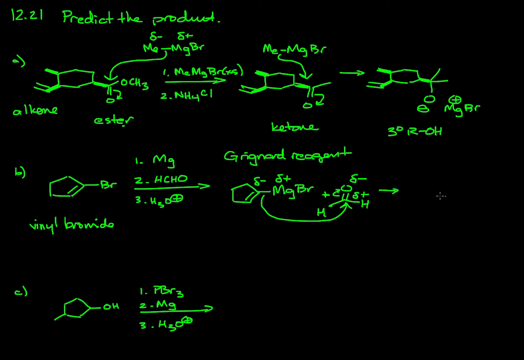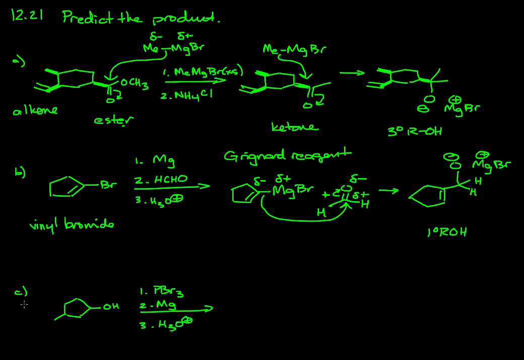So the product from this step is going to be the alkoxide of a primary alcohol. Oxygen now bears the negative charge. The counter ion is magnesium bromide. So we've taken an aldehyde with a Grignard reagent to make a primary alcohol. Finally, the aqueous acidic workup simply protonates the alkoxide.